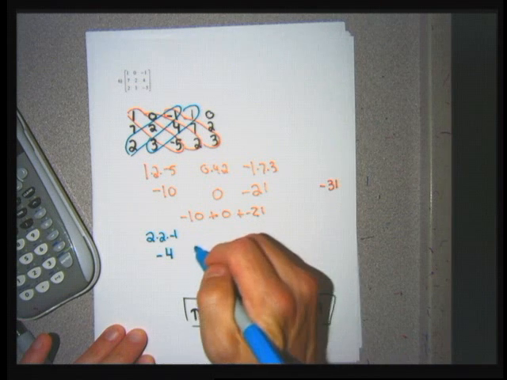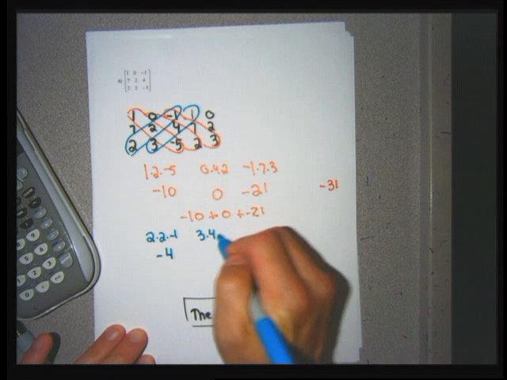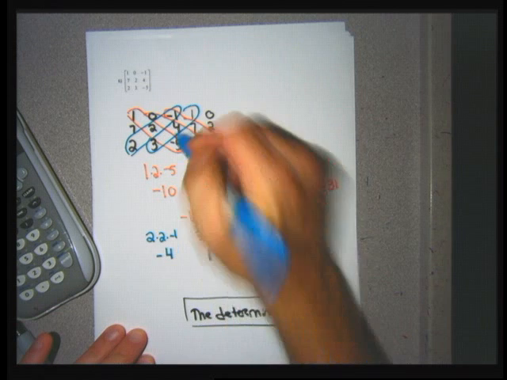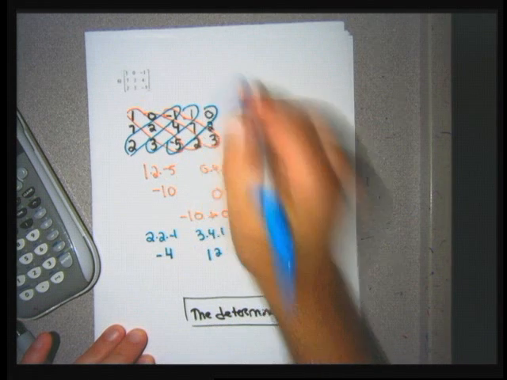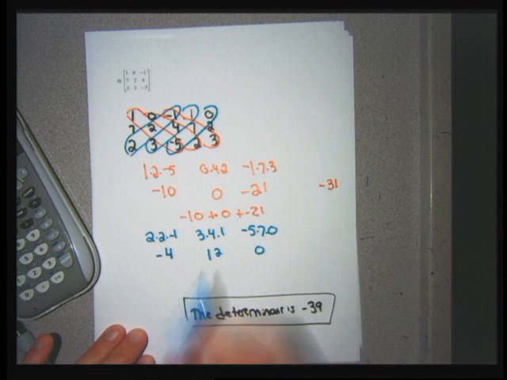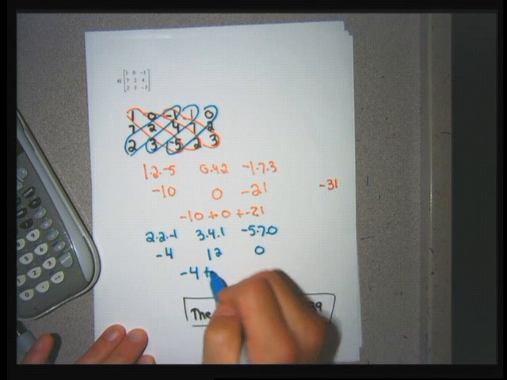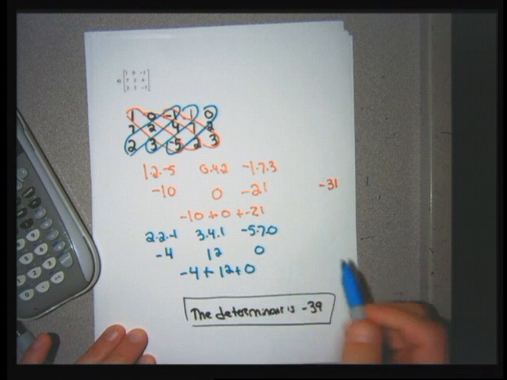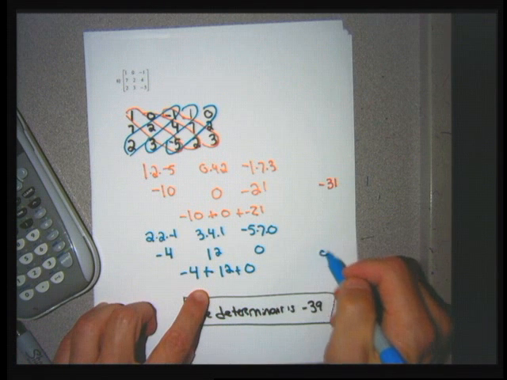3 times 4 times 1 gives me 12. And negative 5 times 7 times 0 gives me 0. I'm going to add those numbers. I'm going to go negative 4 plus 12 plus 0. That adds up to be positive 8.